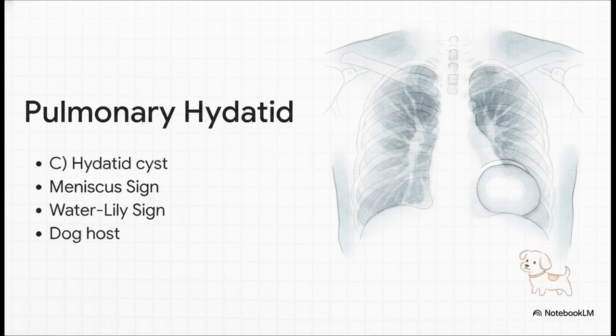Hydatid cyst. Look at the clues. The rural farming demographic and that total absence of systemic constitutional signs, like fever or chronic cough, really point away from TB. Instead, it points perfectly toward an uncomplicated pulmonary hydatid cyst presenting as this silent calcified mass. Exam pearls. The transmission cycle involves dogs as definitive hosts, and humans are just accidental dead-end hosts. Radiographic signs to watch for? The meniscus sign, which is a radiolucent air crescent telling you a rupture is impending, and the water lily sign, which means you've got a collapsed endocyst membrane just floating freely in there.